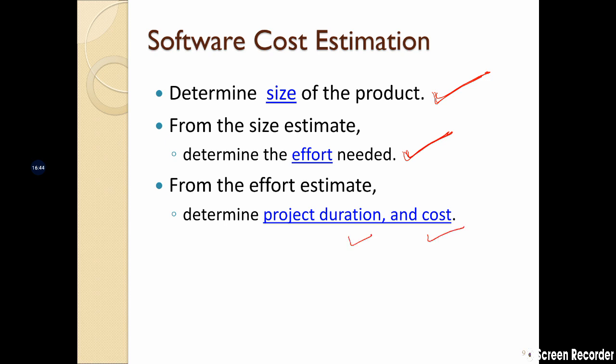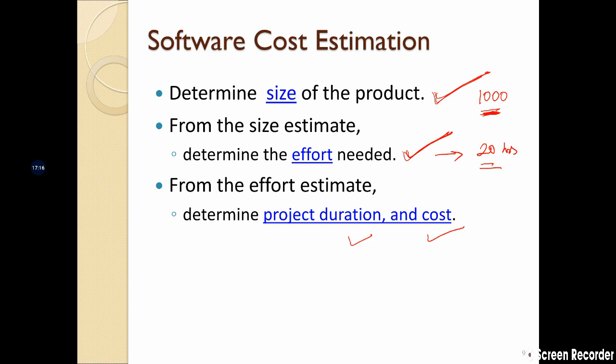So for example, let's say I have 1,000 lines of code. I have identified the size of my project as 1,000 lines of code. Now, for 1,000 lines of code, what is the effort required? Effort is going to be in terms of hours, right? So let's say that I will require around 20 hours to write 1,000 lines of code. That's what I have estimated.